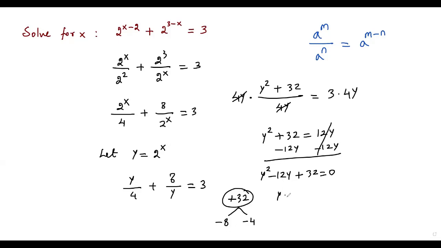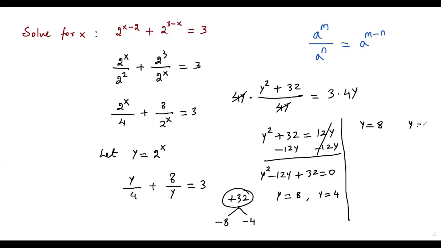To get the two values for y in this quadratic equation, I just have to change the signs of the two factors. Here we have negative 8 as one of the factors. If I change the sign from negative to positive, I get y equals 8. The other value of y is positive 4, by changing the sign of that factor. Now I have two values for y: y equals 8 and y equals 4.